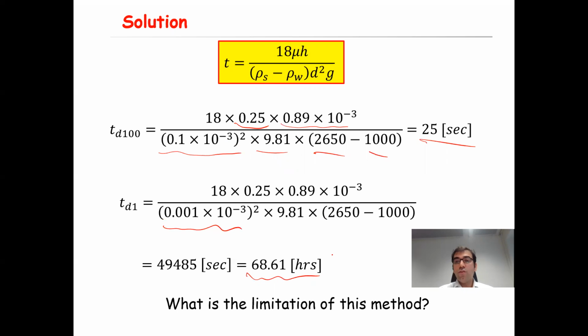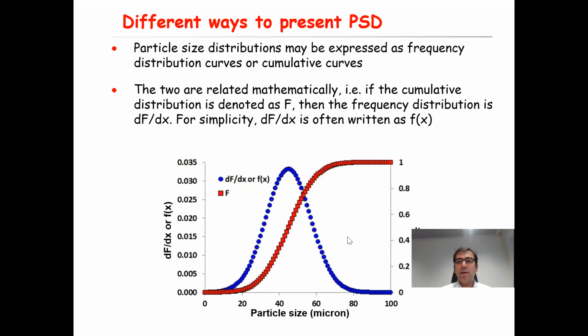So imagine if you are even dealing with sub-micron particles, let's say 500 nanometer or 100 nanometer. It will take much longer time to get the particle size. Basically, it is not practical anymore. So this is not useful when the particles are too small. Okay, so that was about the sedimentation method and an example about it.